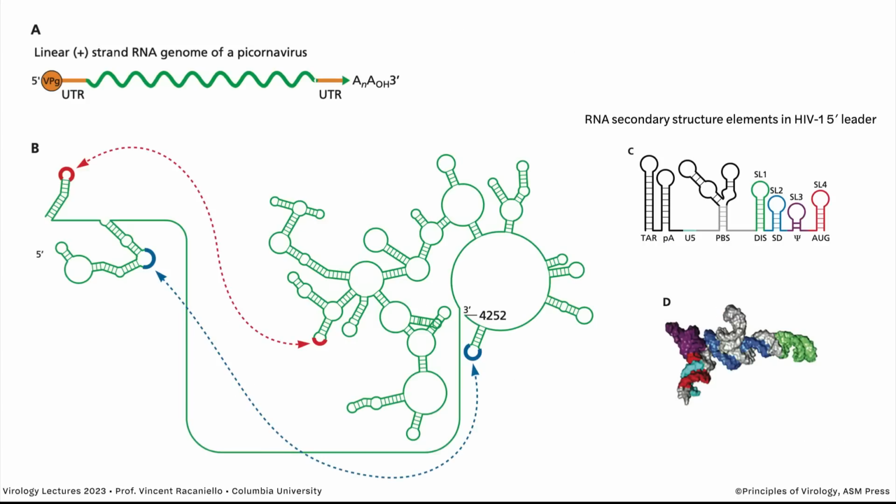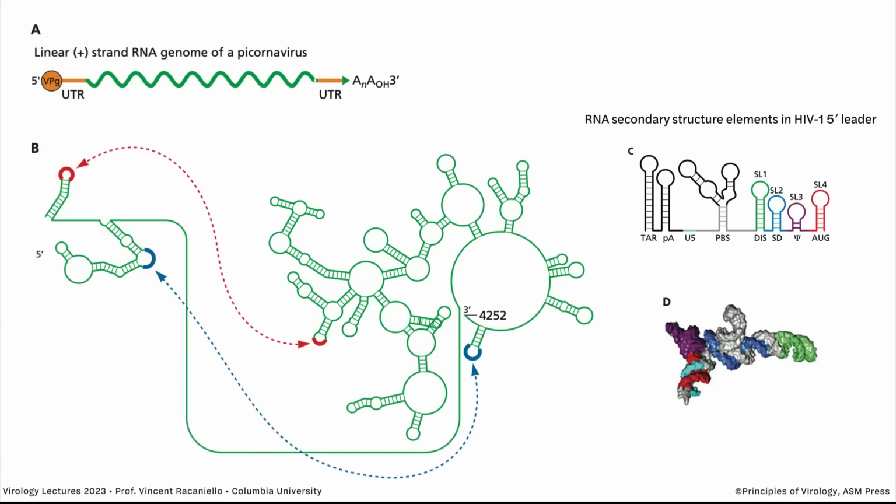Now, I've been drawing RNAs as lines, but in virus particles and infected cells, they're not lines. They're highly structured. So here, for example, in part B, this is a plant virus RNA. And RNA can assume these secondary structures called stem loops, where the RNAs base pair with each other. And you can see they can form quite extensive, complicated stem loop structures. There can be long distance interactions. So these two red sequences actually base pair and bring the RNAs together.